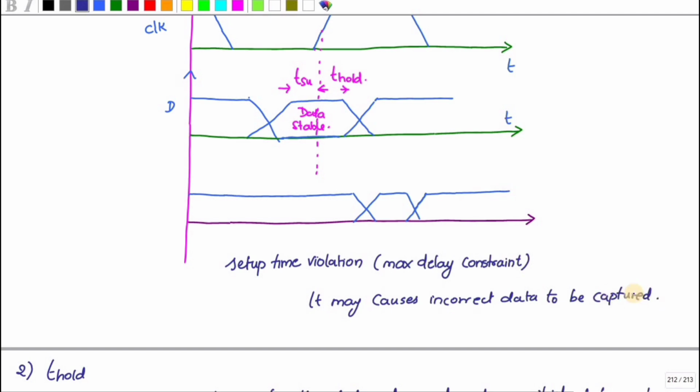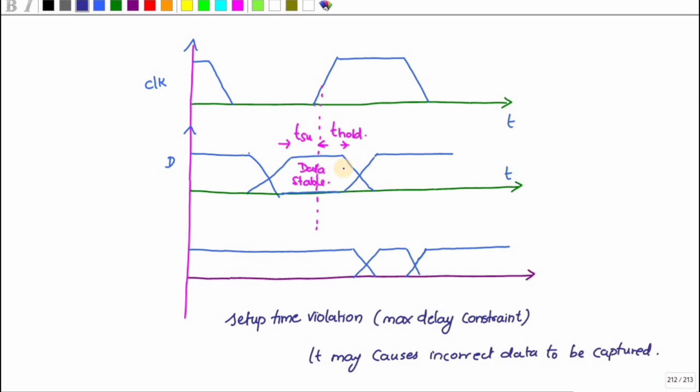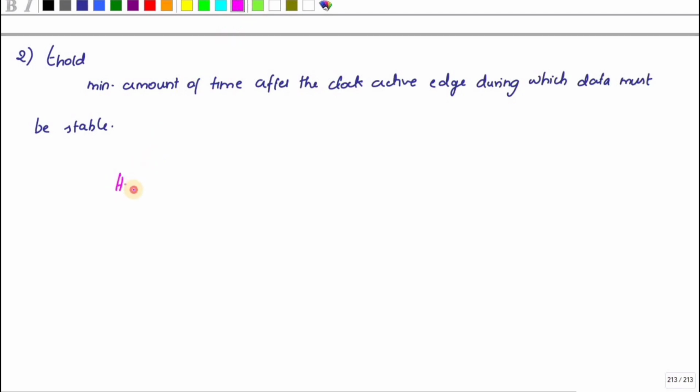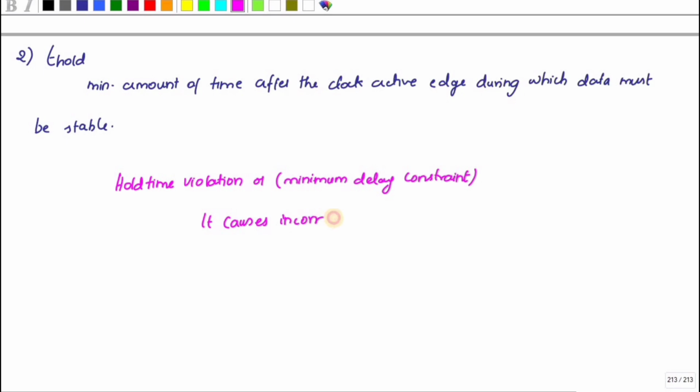Suppose the data is changing during this period. This will cause a hold time violation. It is also called the minimum delay constraint. This will cause incorrect data to be latched.